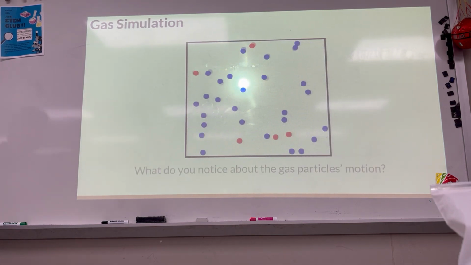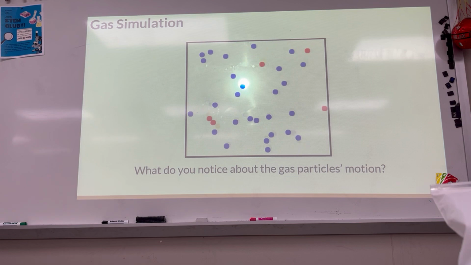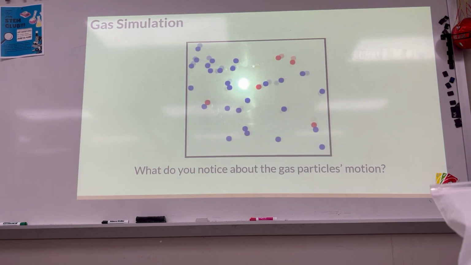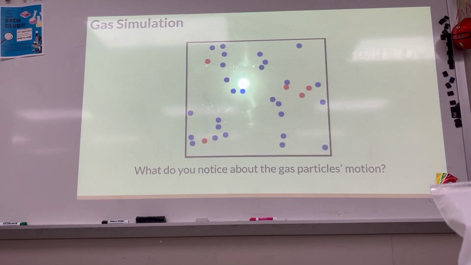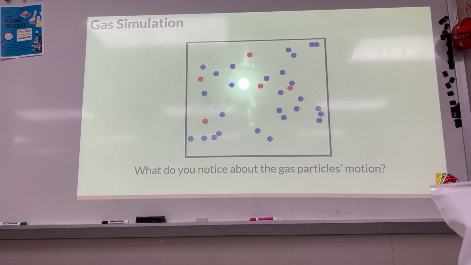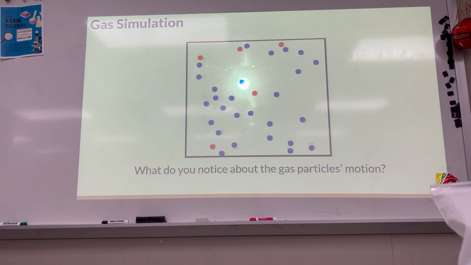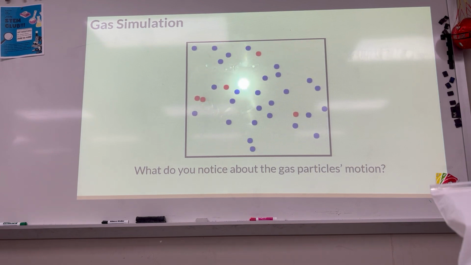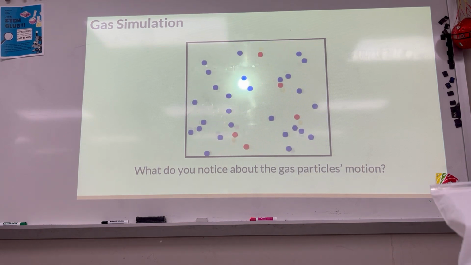What do we notice about these particles and how they're moving? Some observations, interesting or not interesting observations? It seems to be random. They're hitting off each other. They're bouncing off each other. Yes. The more they bounce off of each other, the more they go everywhere. Okay. What else?